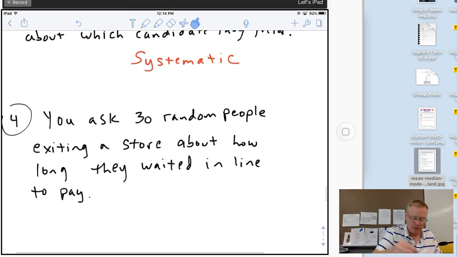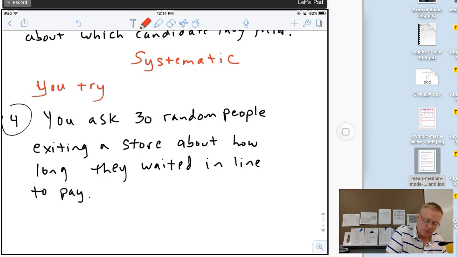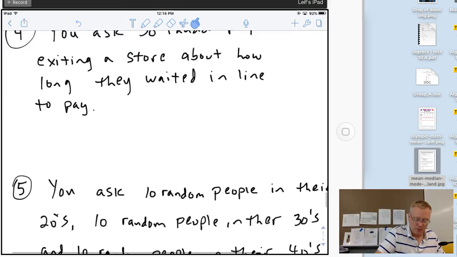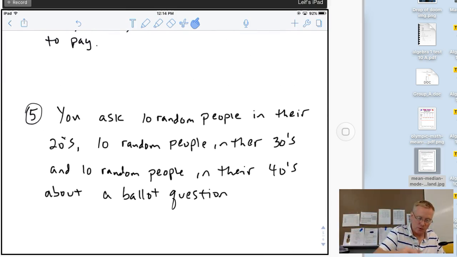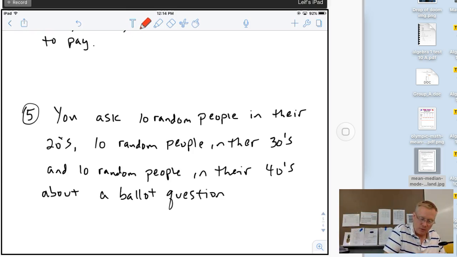Number 4 is you ask 30 random people exiting a store about how long they waited in line to pay. All right, so I'm going to have the last 2 be you tries. You can look at these and figure out which kind you think it is. And this last one is where you ask 10 random people in their 20s, 10 random people in their 30s, and 10 random people in their 40s about a ballot question. So you guys can do those.